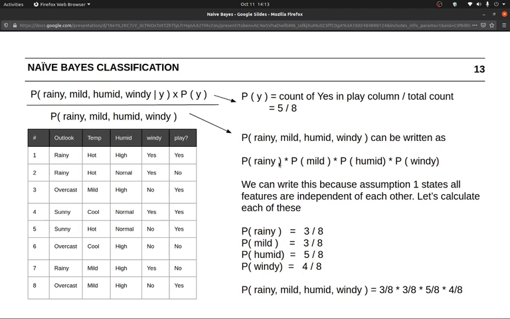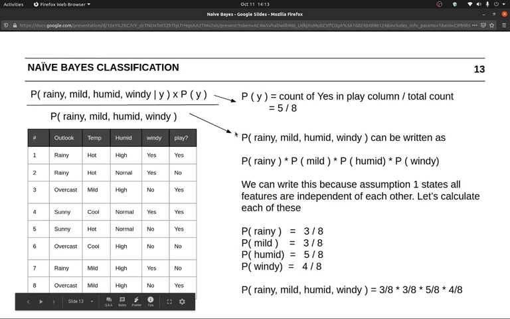Now each of these are fairly straightforward to calculate. Probability of day being rainy is I see 3 rainy days on overall 8 days, so it becomes 3 by 8. Same way we have 1, 2, 3 mild days on 8 days, so 3 by 8. We have 5 instances where humidity was high, 1, 2, 3, 4, 5. So it becomes 5 over sum of all these 8 instances, so 5 by 8. And we have 4 windy days of the 8 days, so probability of windy day being 4 by 8. Now if I multiply all of this, it gives me my denominator.